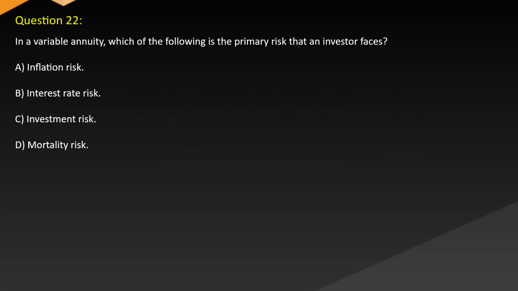Question 22. In a variable annuity, which of the following is the primary risk that an investor faces? A. Inflation risk. B. Interest rate risk. C. Investment risk. D. Mortality risk.